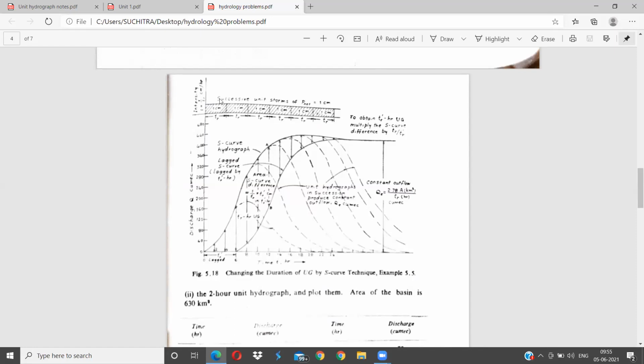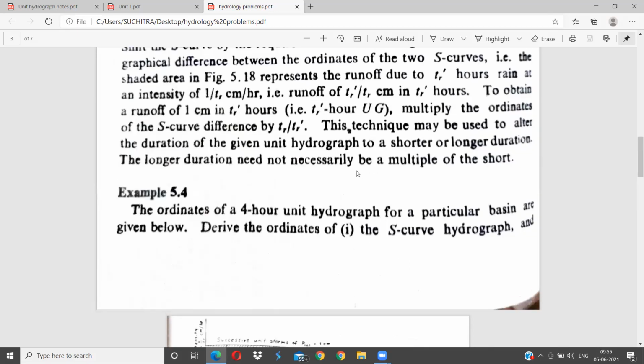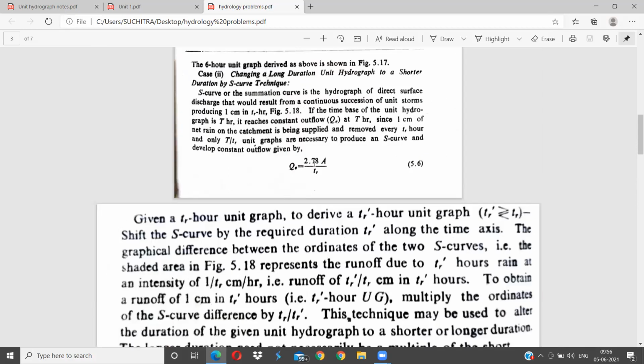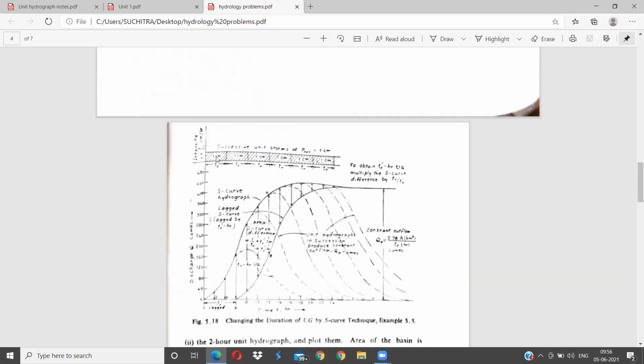Now you can see here all these unit storms which produce a constant volume of runoff. So that means it will have a constant outflow. The constant outflow formula is nothing but 2.78 times A divided by TR, where TR is the duration of the storm. It is 1 hour, or it may be 2 hours or 3 hours. So you have to find this constant volume of runoff, that is given by the equation 2.78 times A divided by TR.